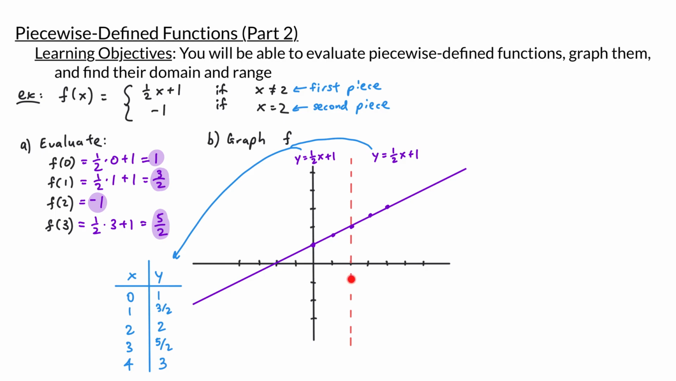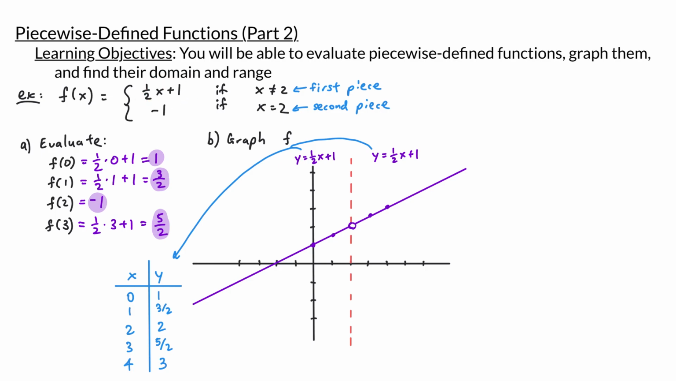So at the boundary, x equals 2, we want to decide whether or not this point here, (2, 2), is actually on my graph. Well, when x is equal to 2, this is not part of the first piece, so I would not be using the formula 1/2 x plus 1 to get the output. That's why at this boundary, we're going to replace this point with an open circle. So now we've fully illustrated our first piece. On either side of x equals 2, we've drawn the graph of y equals 1/2 x plus 1.